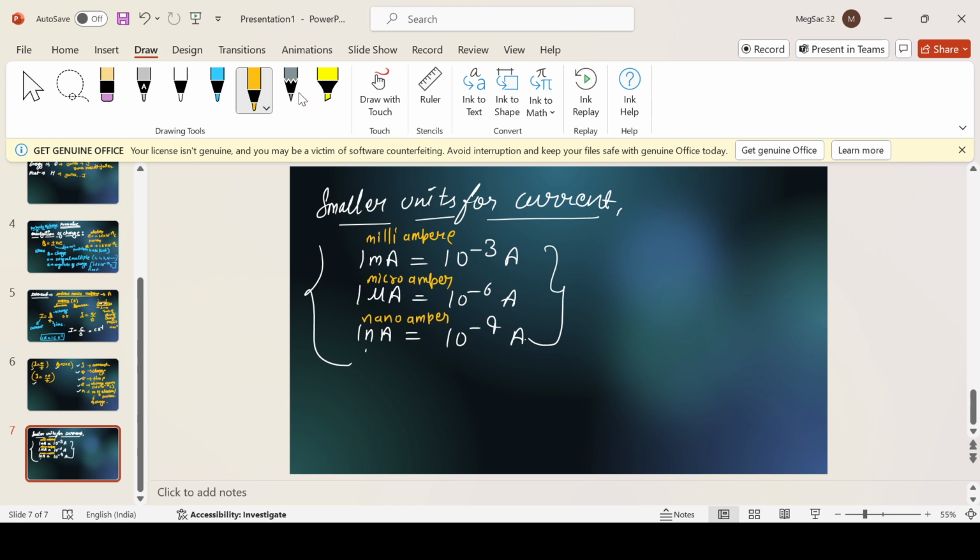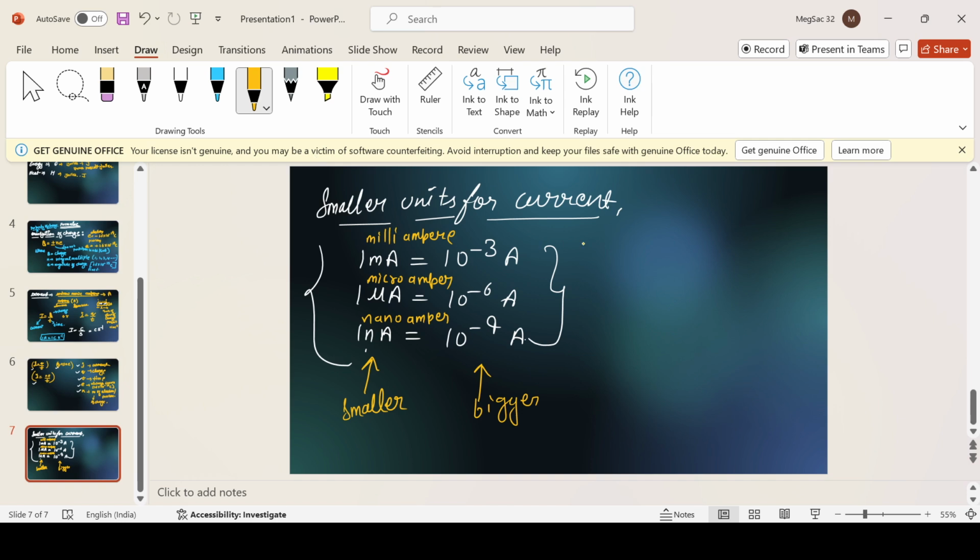Okay. Now, if I want to do the reverse of it, then what will I do? You have written smaller units, right? These are the smaller units, and these are the bigger units in comparison. So if you talk about 1 milliampere, 1 milliampere contains 10 to the power minus 3 ampere. 10 to the power minus 3, very small.